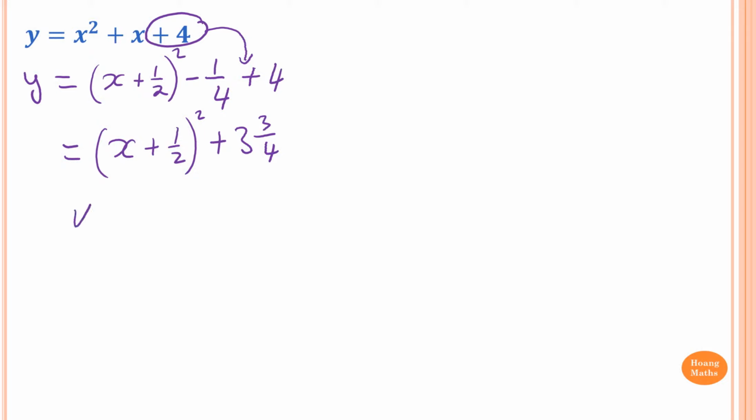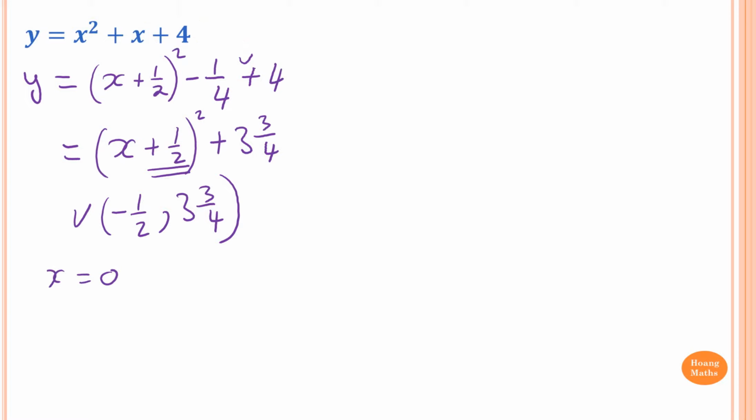So now the vertex or turning point, if you like, is negative a half, because this one will give you the axis of symmetry, and the y coordinate is 3 3/4. So that is the vertex. To find the y-intercept, this means that x is equal to 0. So when x is 0, this is 0, this is 0, so the answer is 4. So therefore, the y-intercept is equal to 4.